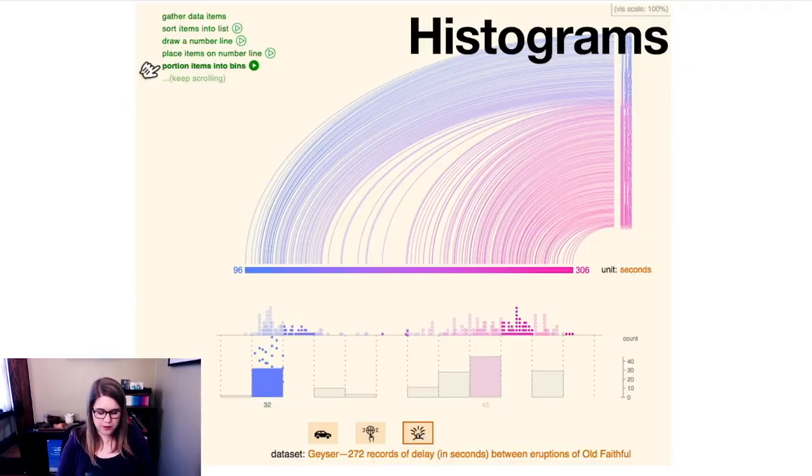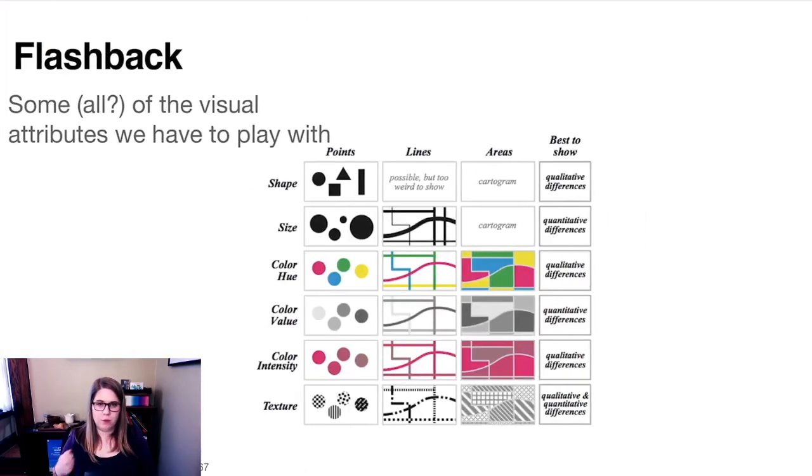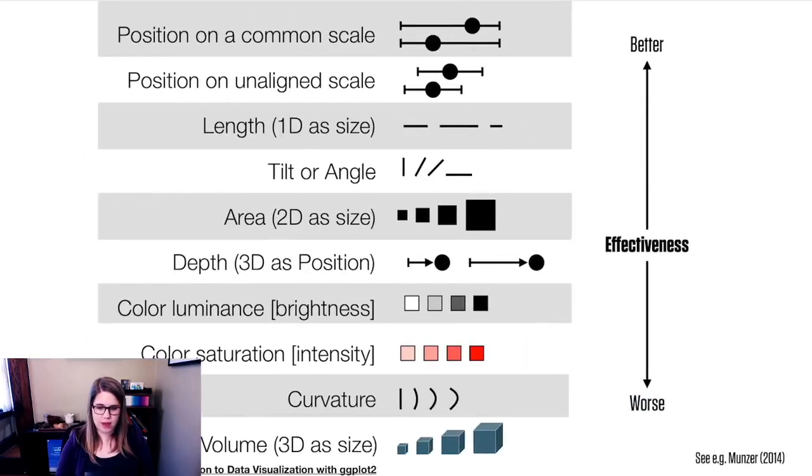So I think we've talked about a lot here. I think the most important things are, of course, these visual attributes that we have to play with. And then again, we may end up breaking the rules here, but knowing the effectiveness of different mappings and the way that they can impact people based on perception. Those are probably the most important takeaways.